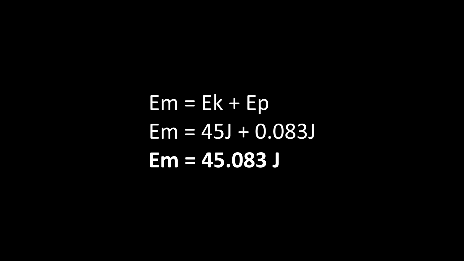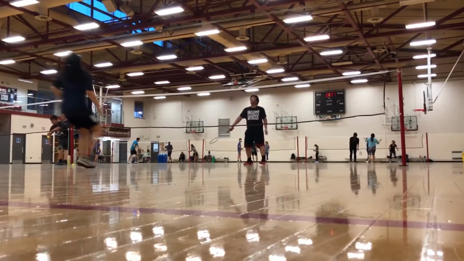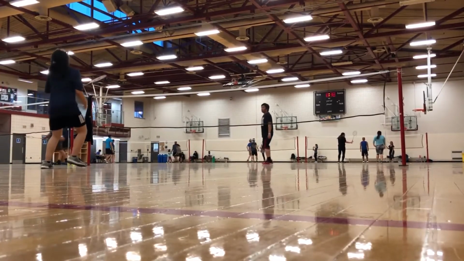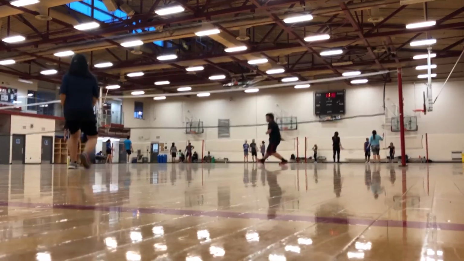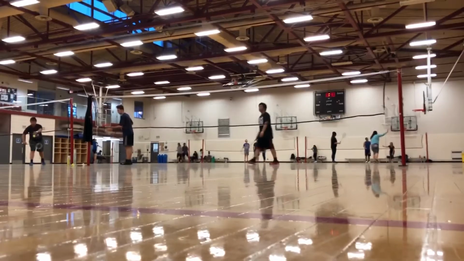The total mechanical energy of the shuttle is its kinetic energy plus its potential energy. Therefore, the total mechanical energy of the shuttle with the velocity of 493 km per hour is 45.083 joules. Momentum is a quantity of motion. Momentum is directly proportional to the velocity and mass of the object. Therefore, the momentum of the shuttle can be increased by increasing its velocity or mass.